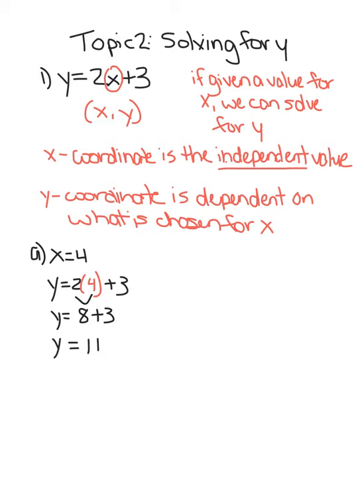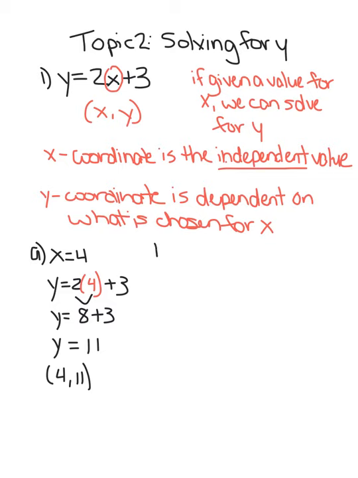And so your answer is written as an ordered pair. X is 4, y is 11, right? That's what we're looking for. We're looking for the ordered pair. When x is 4, what is y? So x is 4, y is 11. That's the ordered pair. All right, let's try another one.